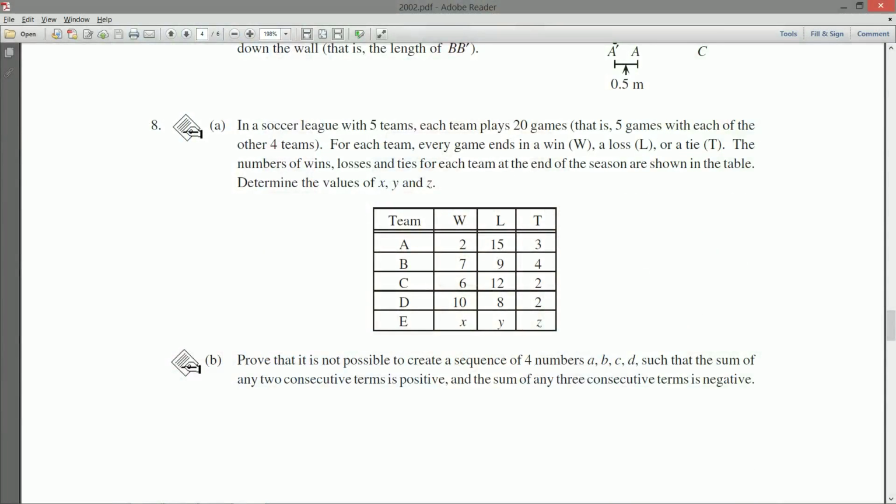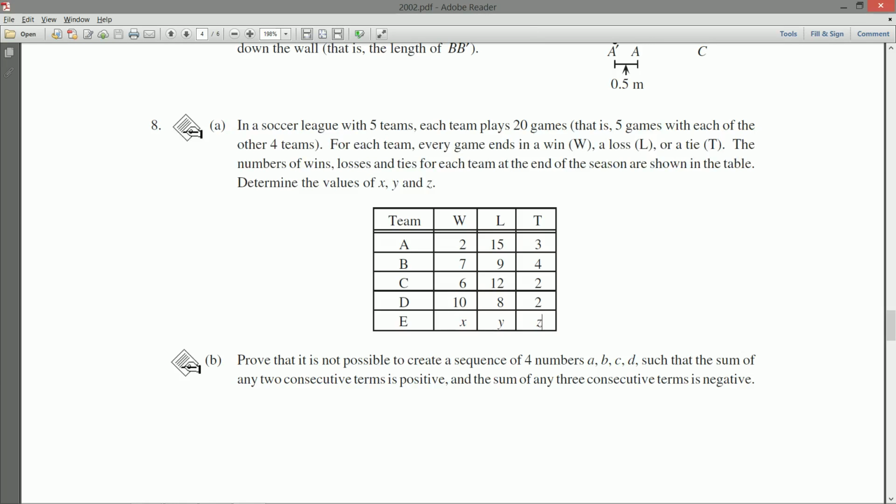all down. In a soccer league with 5 teams, each team plays 20 games. That is, each team plays 5 games with each of the 4 other teams. For each team, every game ends in a win, loss, or a tie. The number of wins, losses, and ties for each team at the end of the season are shown in the table. Determine the value of X, Y, and Z. Okay, so only Team E does not have their data input in here. Other than that, we know Team A's wins and losses, and B's, C, and D, all their wins, losses, and ties. Okay, so we just need to finish up this little chart here.